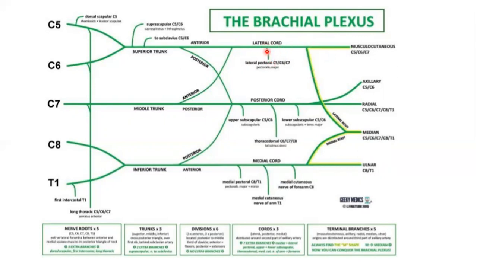One is the lateral pectoral nerve, the second one is the musculocutaneous nerve, and the third one is the lateral root of the median nerve. These are the three branches arising from the lateral cord.